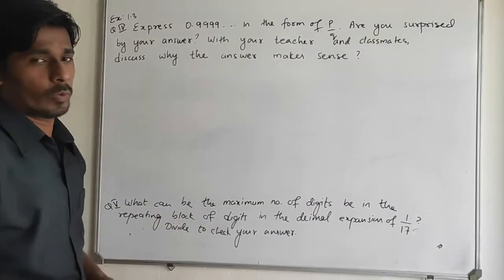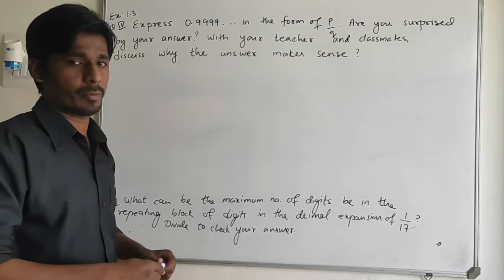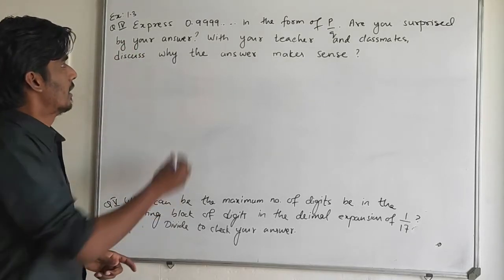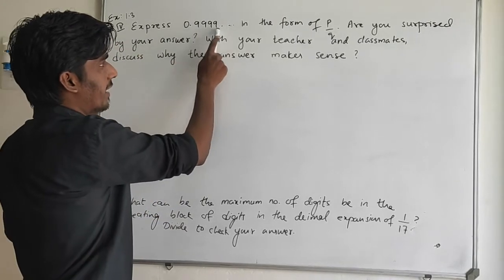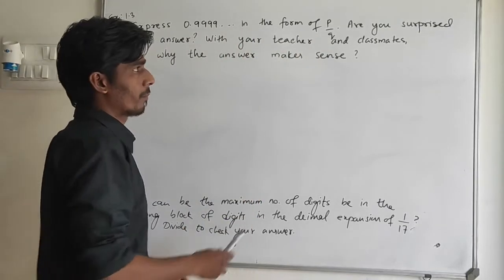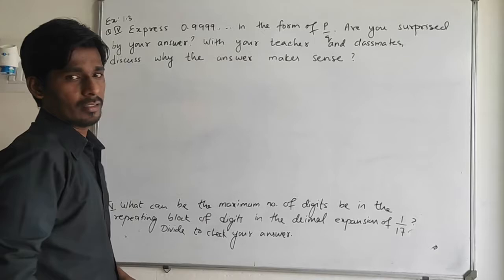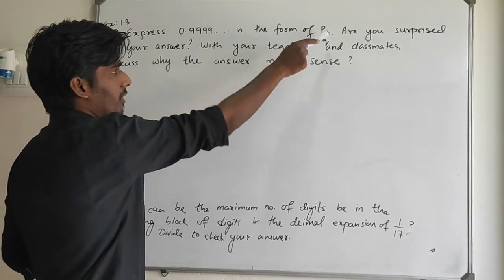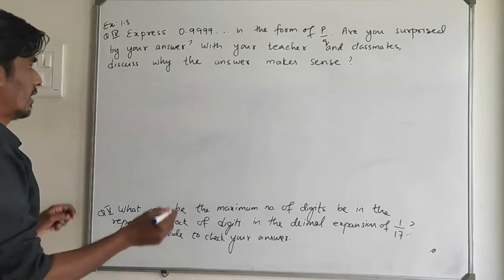Let's solve two examples of exercise 1.3 of the textbook. Question 4th and question 5th. Let's start with question 4th. Express 0.999 till infinity in the form of P by Q. Are you surprised by your answer? So let's first of all find out the answer, converting this decimal into a fraction or rational number.